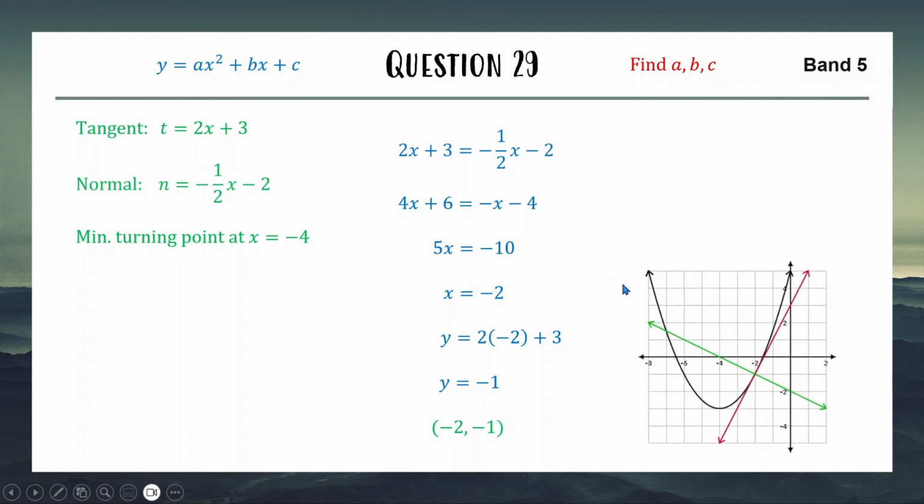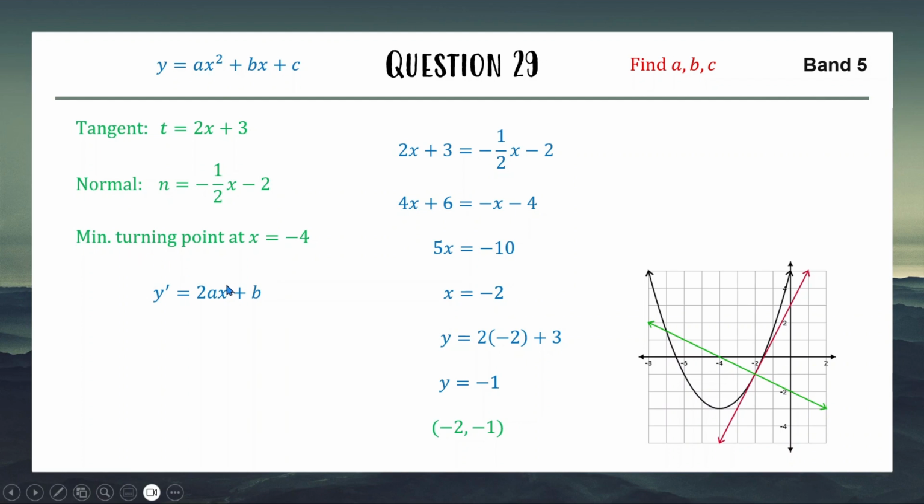Okay, so here's what we're dealing with. We have a curve like this. We have a minimum turning point at x equals -4, and our tangent and our normal just crossed over at (-2, -1), like this. Okay, so what else can we do from here? We're probably going to have to do something calculusy with this minimum turning point. So let's go to that next.